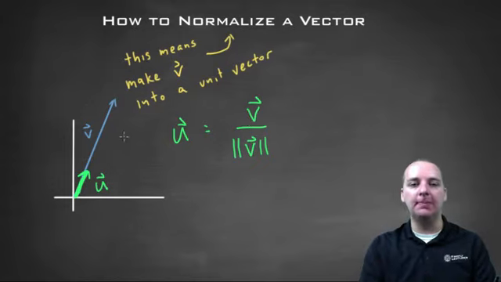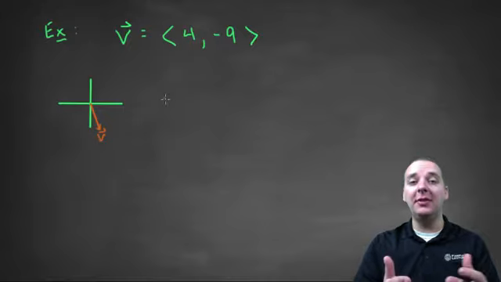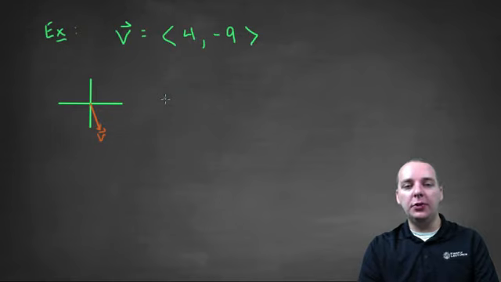So let's wrap up this video with a quick example. Here we've got a vector, we'll call it ⟨4, -9⟩. So it goes right 4 and down 9 in component form. And obviously that guy's much longer than a unit vector. So how would you find a vector that's much, much shorter than this guy that goes in the same direction as V? Well, we're going to use that formula.